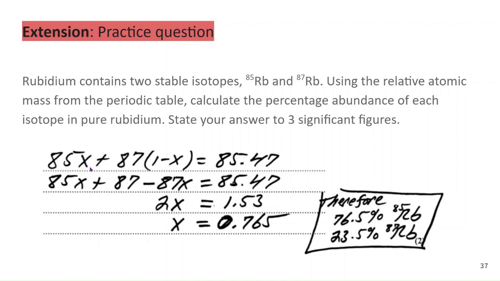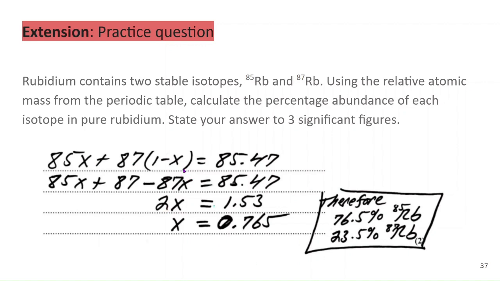And we can say that the abundance of one of them is x, and the abundance of the other is 1 minus x. Because remember, when we do percentages in decimal form, 1 is 100%, and then anything less than 1 is like the percentage. So if we solve for x, that will give us the percentage of rubidium 85, and then we can subtract that number from 1, and that will give us the percentage of rubidium 87.